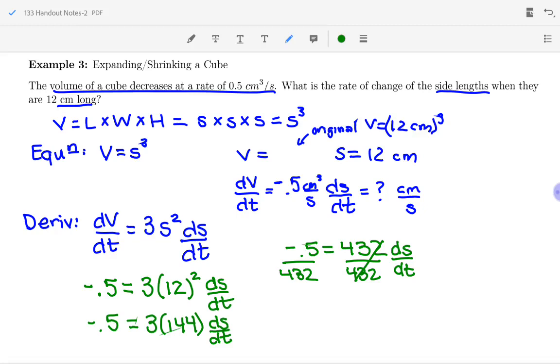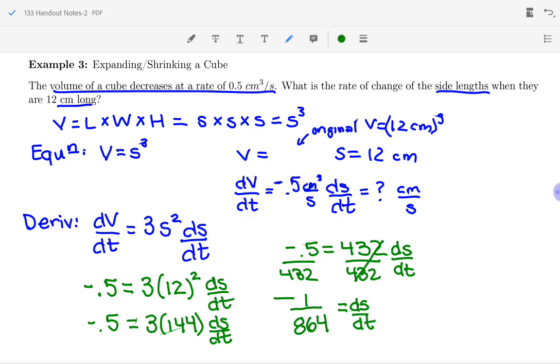So negative 0.5 over 432, when you plug that in, you get 0.0011. It's a really tiny number. You can hit math, enter, and it'll change it back to a fraction, or you can leave it as a decimal and round if that's what WebAssign wants. I'm going to put it as a fraction. It's negative 1 over 864. There is my dS dt.